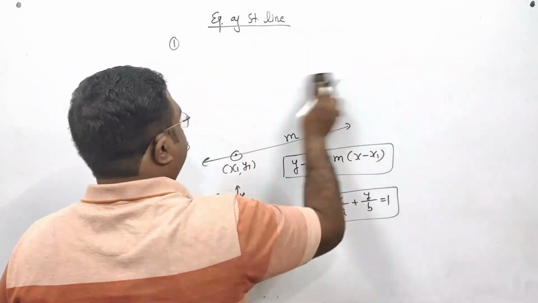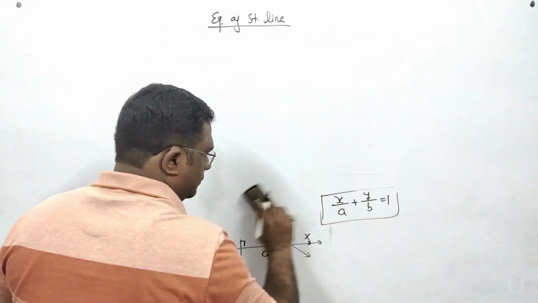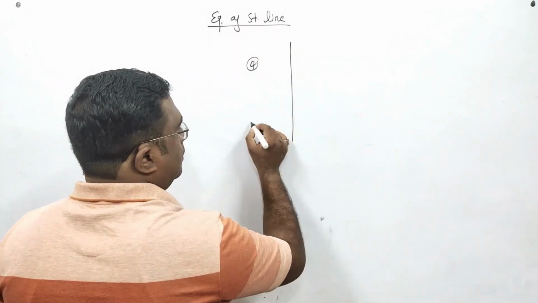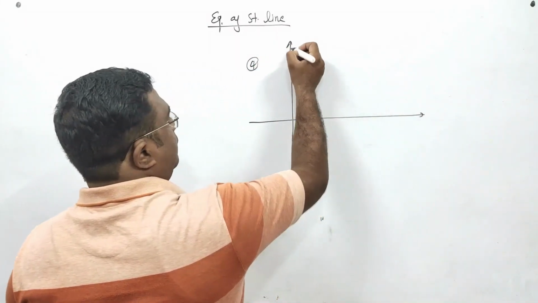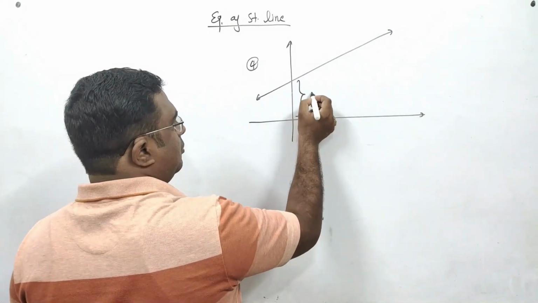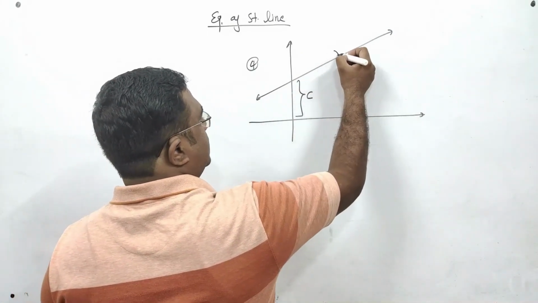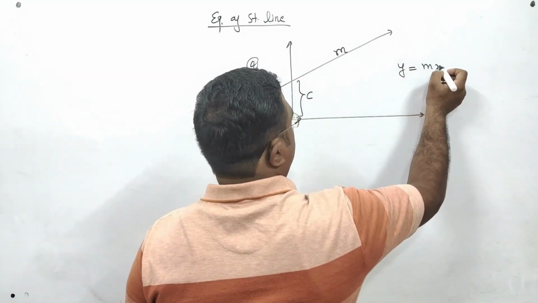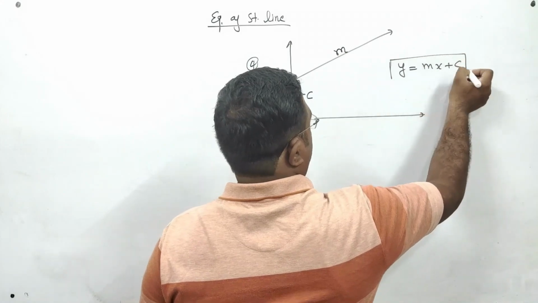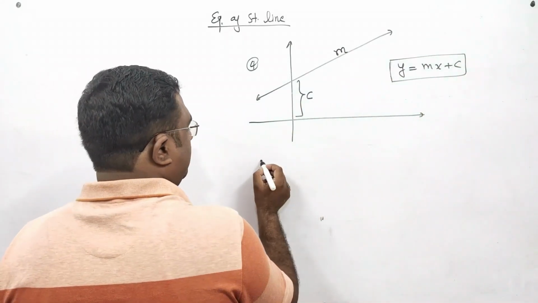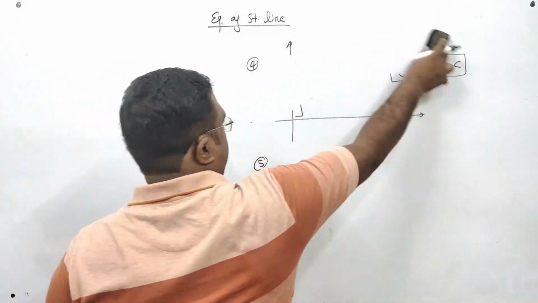Formula number 4. If a line has C intercept on the y-axis and its slope is m, then the equation of this line will be y is equal to mx plus c. It is called the slope intercept form. Formula number 5.